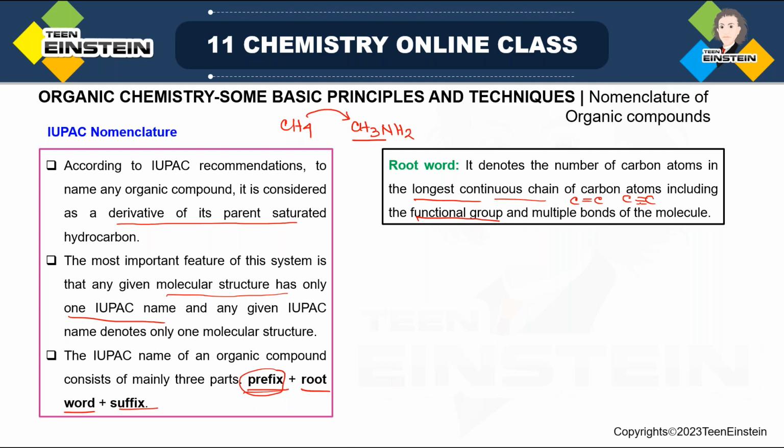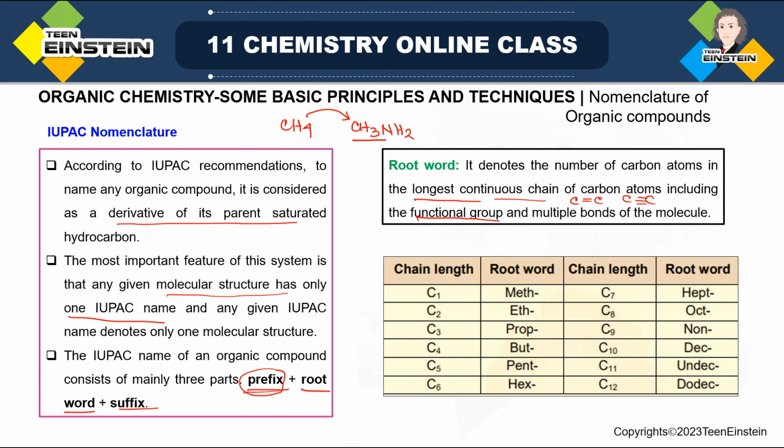And in that longest continuous chain, you have to count the total number of carbons, and based on that, you have to select the root word. So remember, functional group, multiple bonds, this must be present. If it is not present, it is okay. But if it is present, you must choose the longest chain in such a way that there is presence of functional group or multiple bonds.